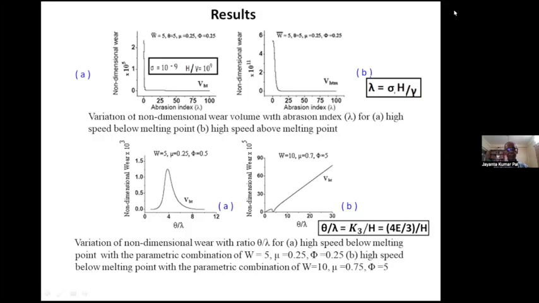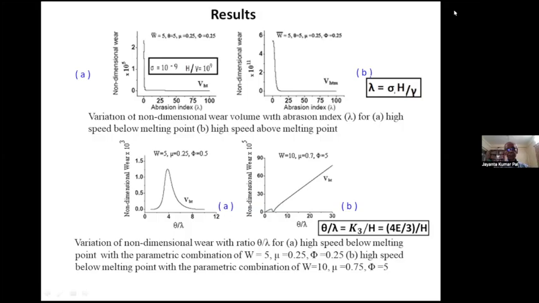There's a small dip in the curve. So this also is a very important factor in discussing, choosing the polymer. This is for the second set of parameters where we expect the abrasion and fatigue to be large.